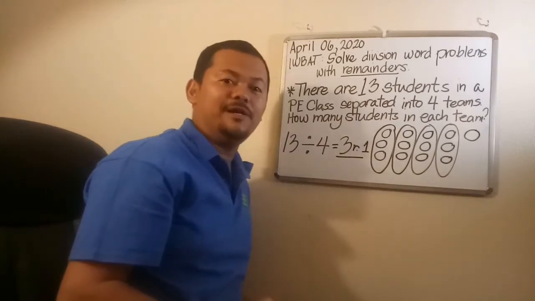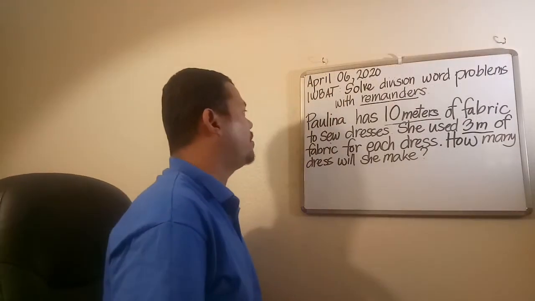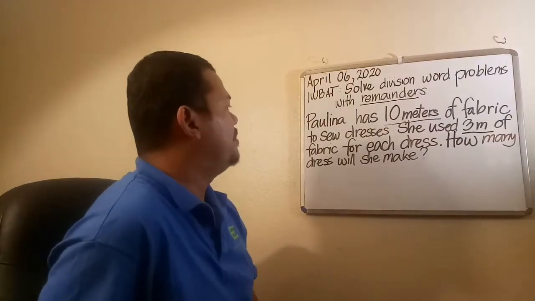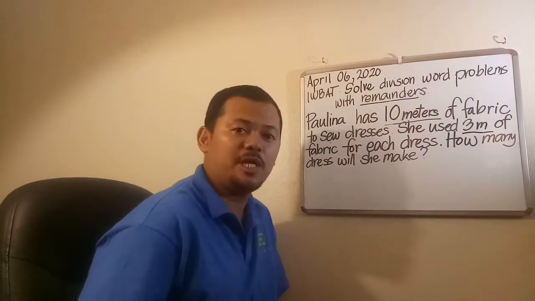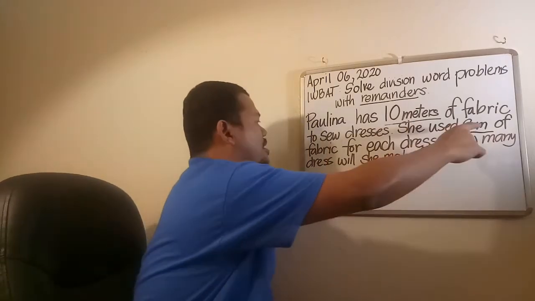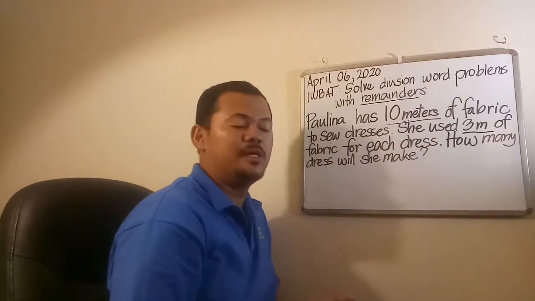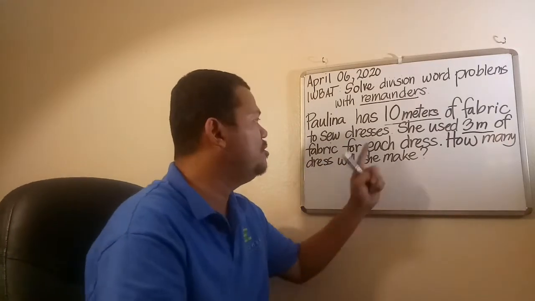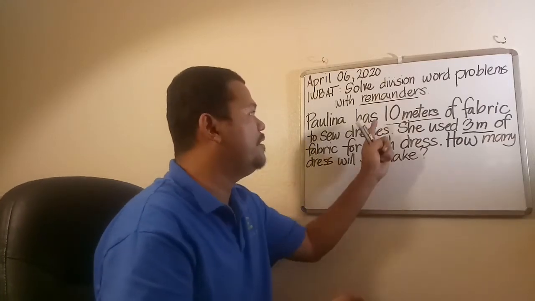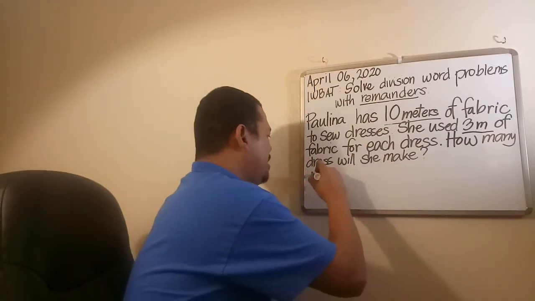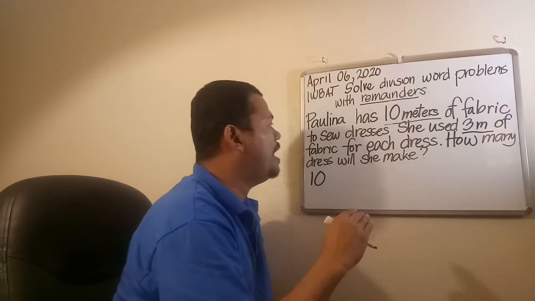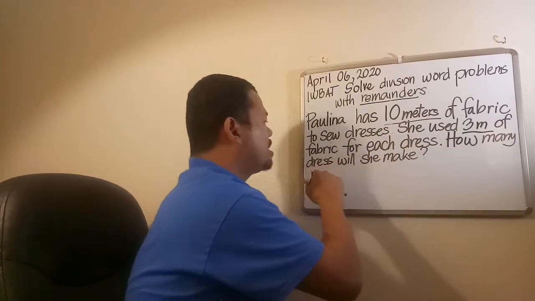Let us answer another problem. Paulina has 10 meters of fabric to sew dresses. So we can say she has 10 meters of fabric. She used 3 meters of fabric for each dress. Meaning to say she's making a dress and she uses 3 meters of fabric for each dress. Now we have here 10 meters. So 10 meters, we are going to divide it into 3 meters each. Okay? So that we are going to find out how many dresses she will make.